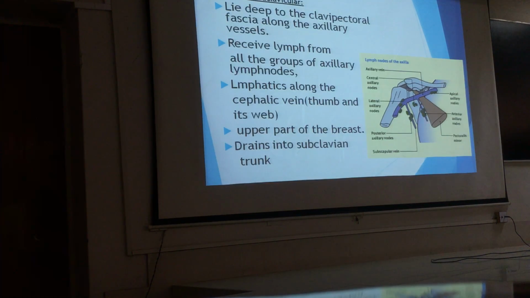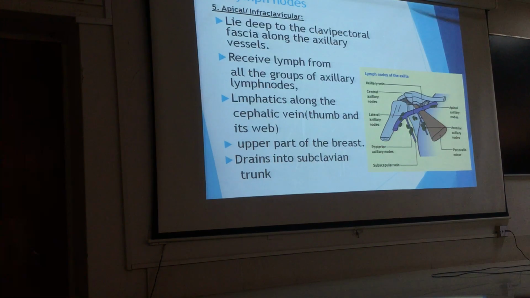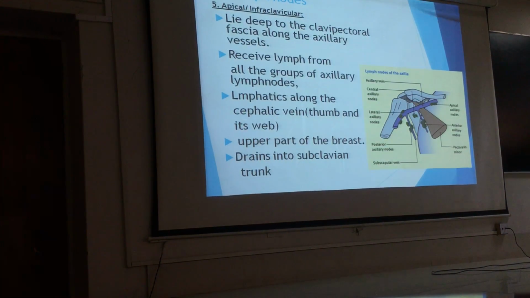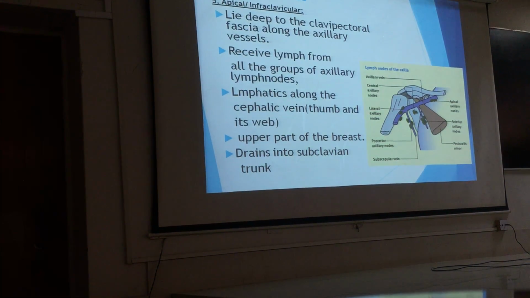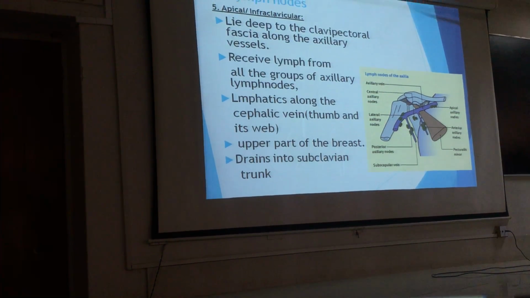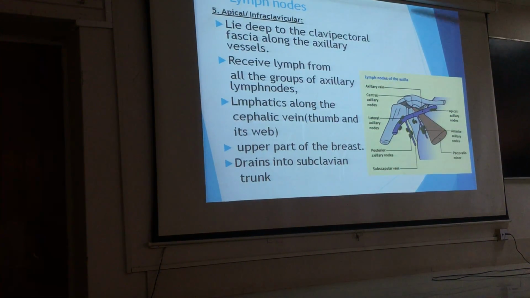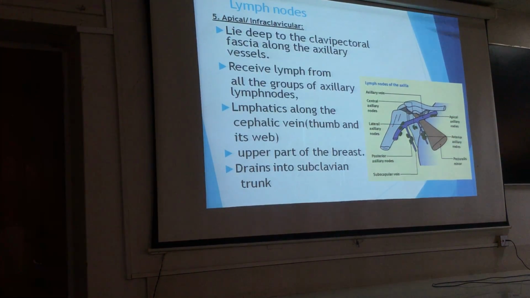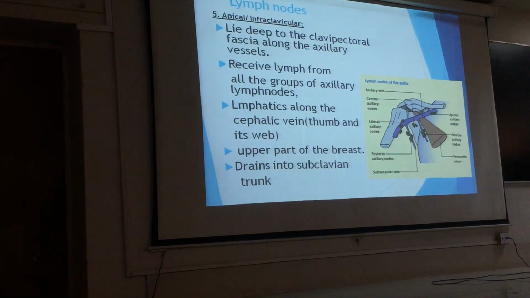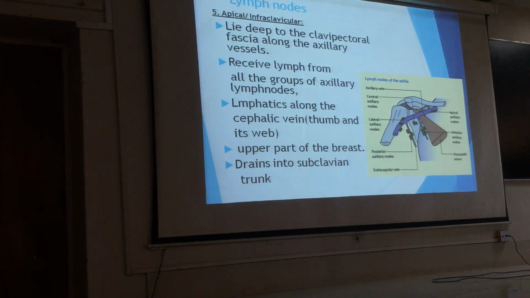apical flow, we have seen that it was actually lying at the apex of the axilla, much deeper in relation to the axillary vessels, and from the axillary vessels we mean directly on top of the axillary vein, related to the first part of the axillary artery. We have seen that it received all the lymph from the other groups of lymph nodes, that is from the central, anterior, posterior and the lateral group, and then we have seen that this will ultimately go and drain into the subclavian duct.